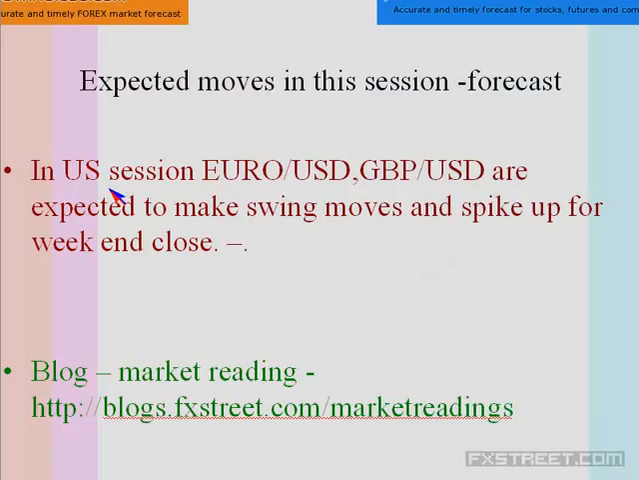Before going into taking positions, let me explain the forecast, which is derived from the algorithm. Euro and GBP are expected to make an initial swing, and then they are expected to spike up. So certainly there could be a rise or a spike, and if the volume is good, the spike might happen. Otherwise, there could be a rise at least. So let us decide what sort of trades we can take.